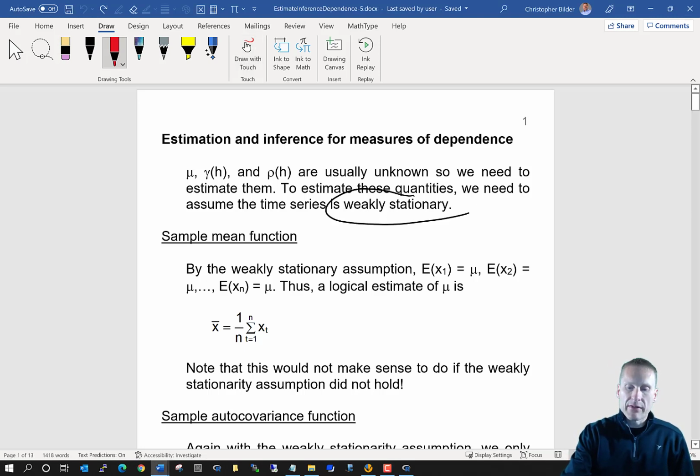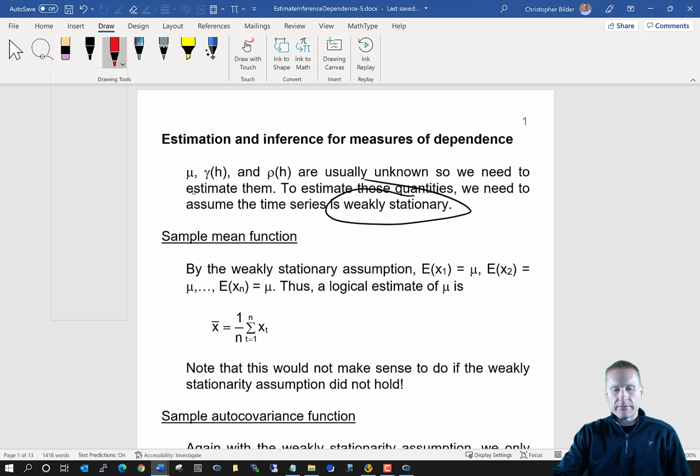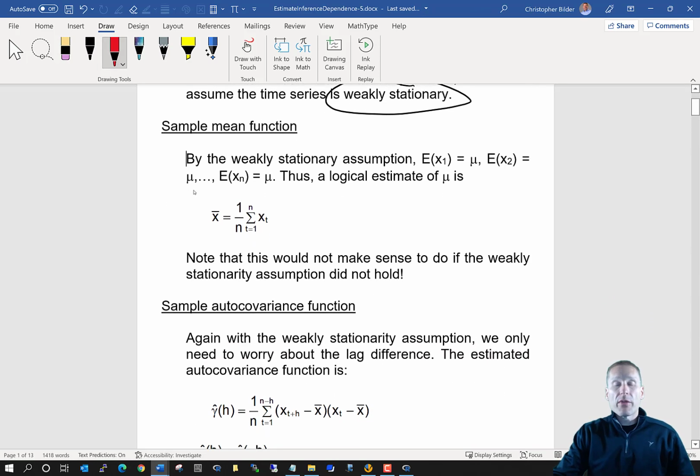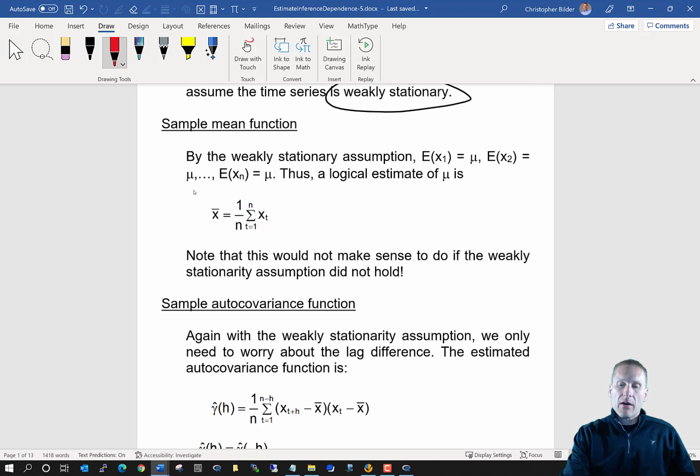Throughout here, we're going to make an assumption of weak stationarity. So with respect to the mean function, when we have a weakly stationary time series, that means, of course, the expected value of x1 is equal to mu, the expected value of x2 is equal to mu, all the way up to the nth value in our time series. Since each of these random variables has the same mean, it would make sense, in terms of observed values, to simply take the mean of all the observed values, and that's how you get the estimate for mu. We can call it x bar.